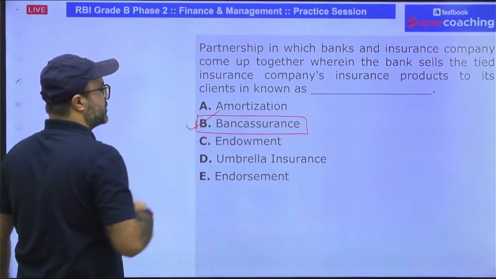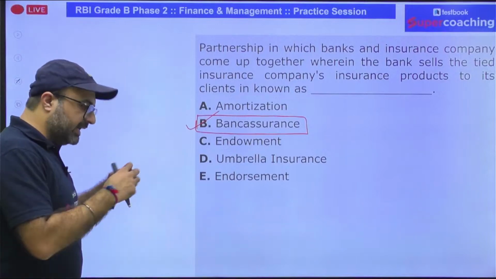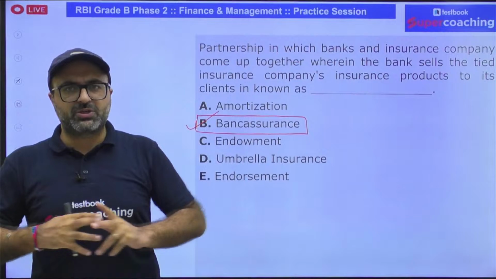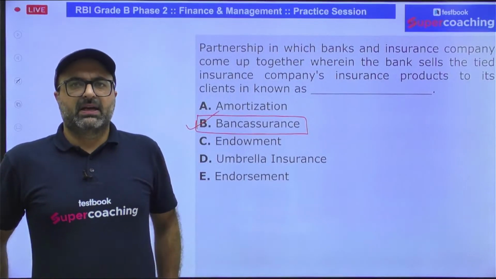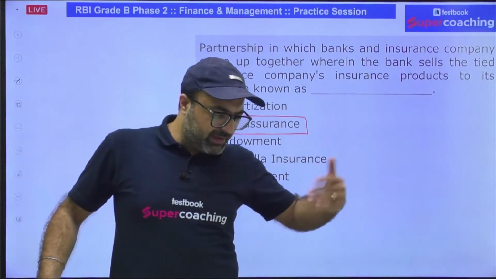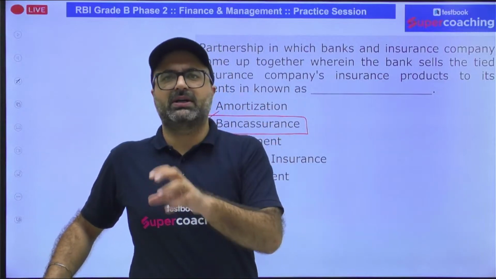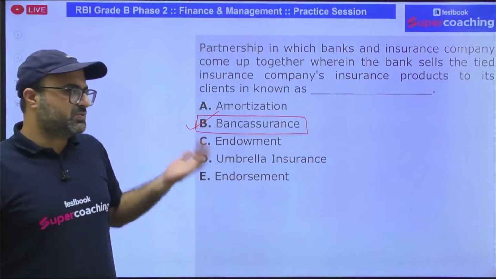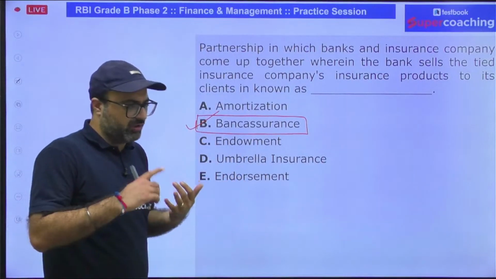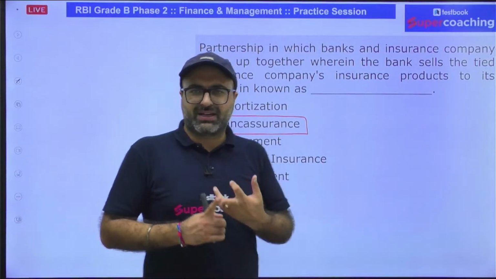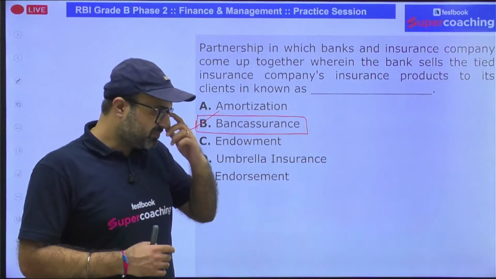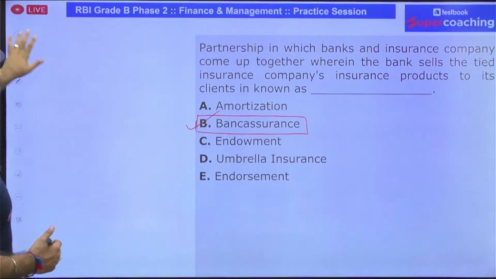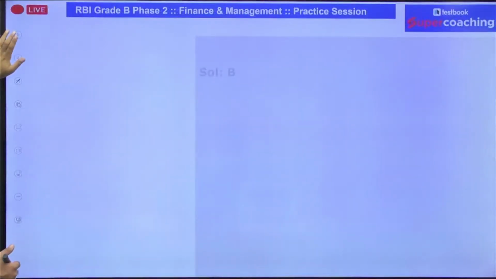So banca assurance is a type of agreement, a type of collaboration in which a bank sells insurance services on behalf of insurance companies in order to earn commission as a commission agent. That is known as banca assurance. We have different models: broker model, referral model, as well as client model. We also call it the corporate model. So these are the three models which are used under the term banca assurance.